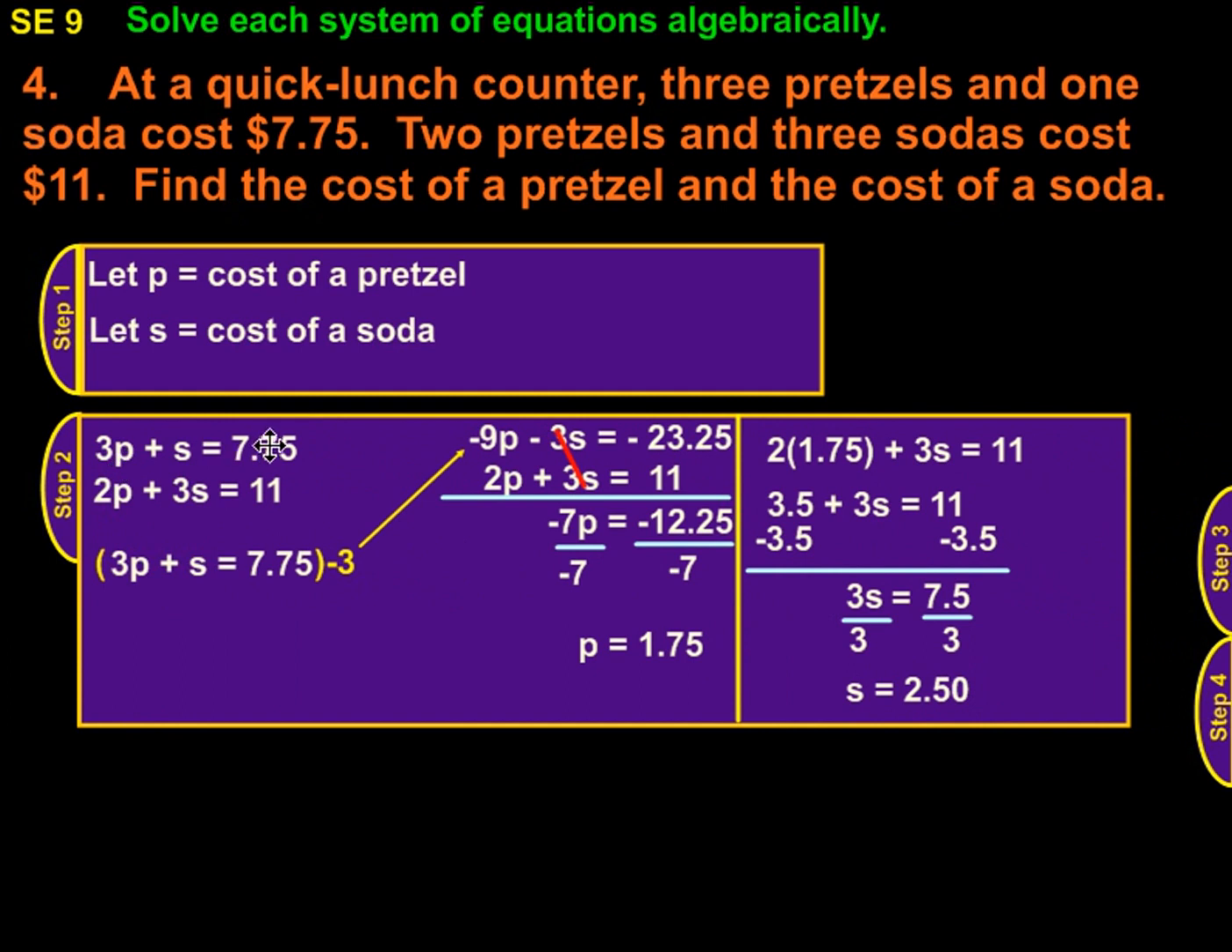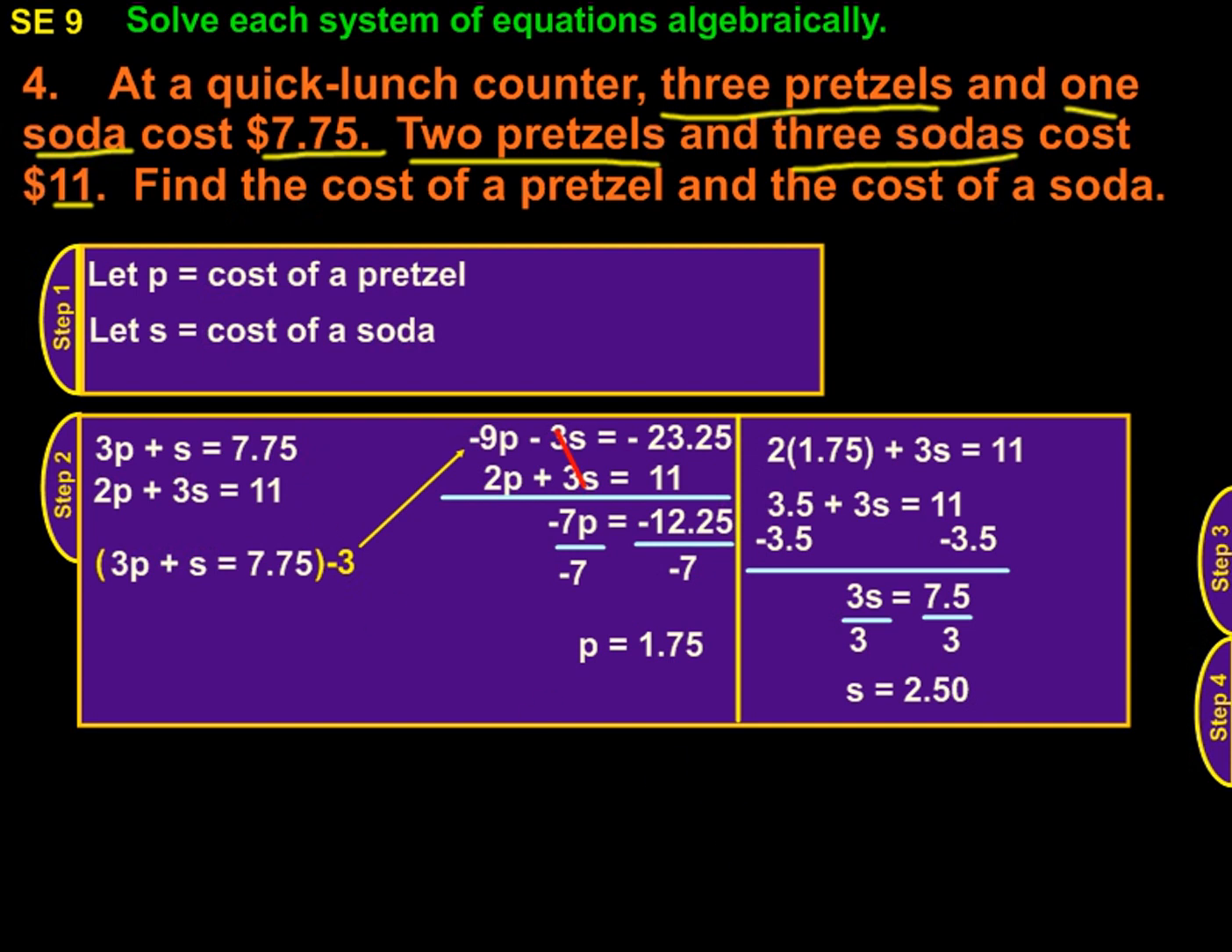The first equation I'm going to create is based on the initial information given in the word problem. 3p plus s equals 7.75. If we take a look back at the word problem, I took 3p because there were 3 pretzels. I took 1s because there is only 1 soda, and I had them equal 7.75 because that was the cost. For the next equation, I have 2p plus 3s equals 11. Well, the second piece of information given was that 2 pretzels and 3 sodas cost $11.